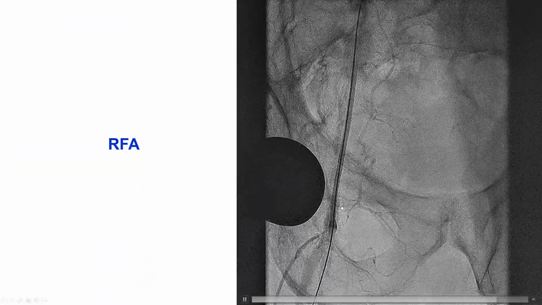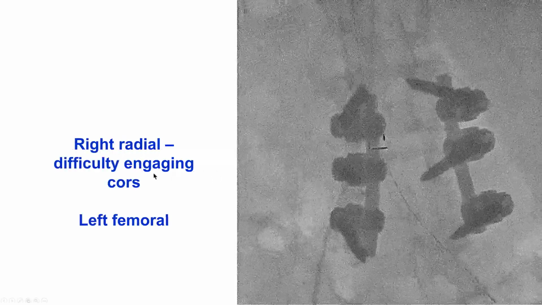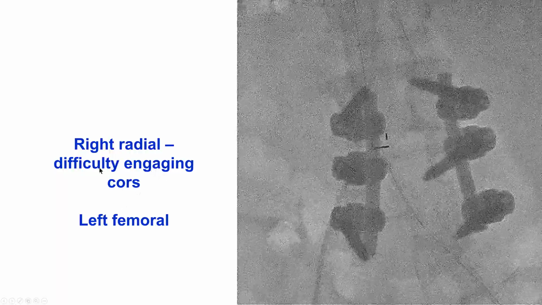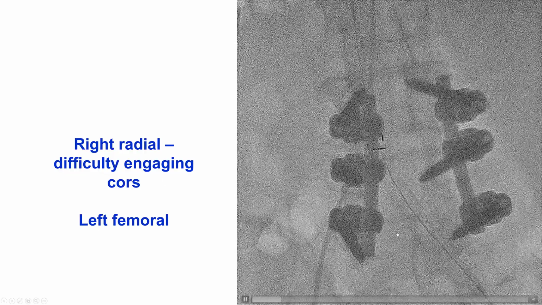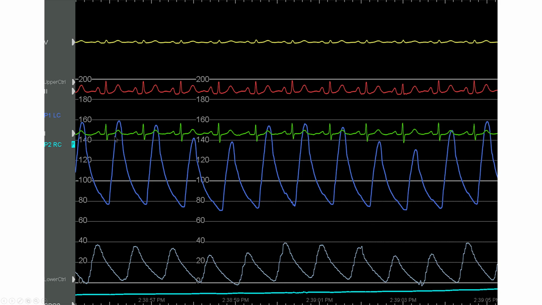We obtained right femoral access, and then we also obtained right radial access, trying to avoid the left femoral because of the iliac stenosis. However, we were unable to engage the coronaries, and as a result, we obtained left common femoral arterial access. These are the baseline hemodynamics. The patient was hypertensive. There is early repolarization on the red EKG lead.